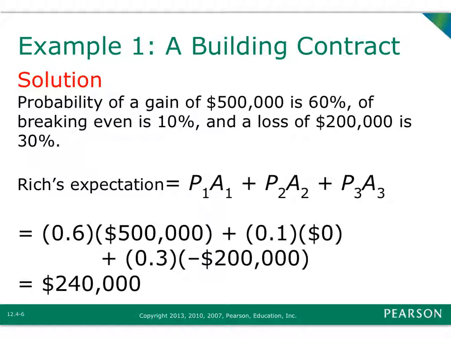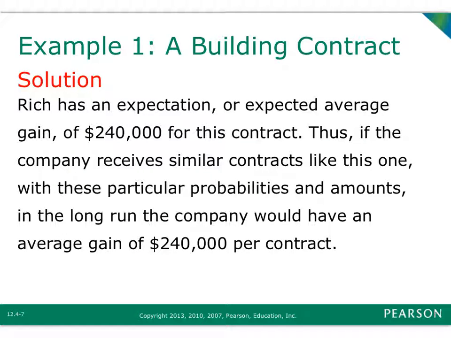So Rich's expected profit in this particular case, depending on weather, is about $240,000. So Rich has an expectation, or expected average gain, of $240,000 for this contract.